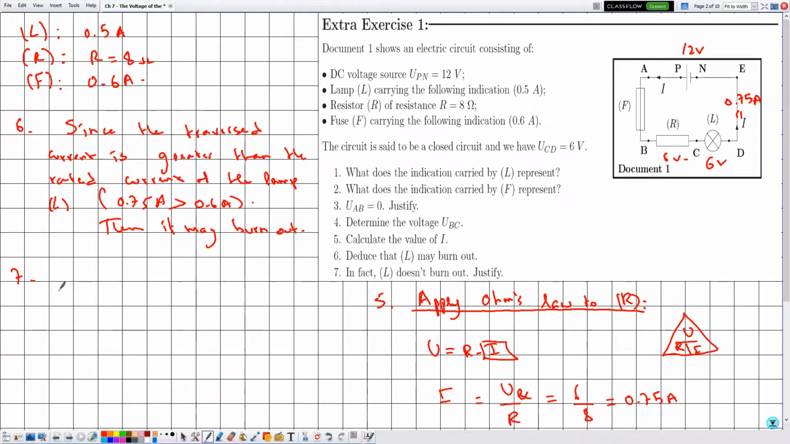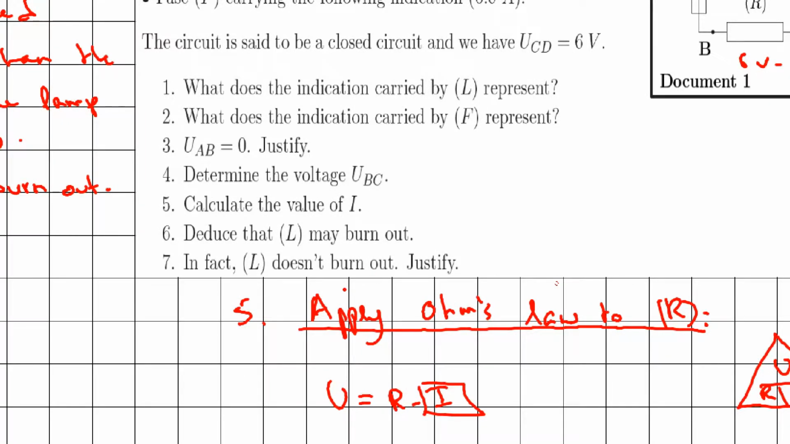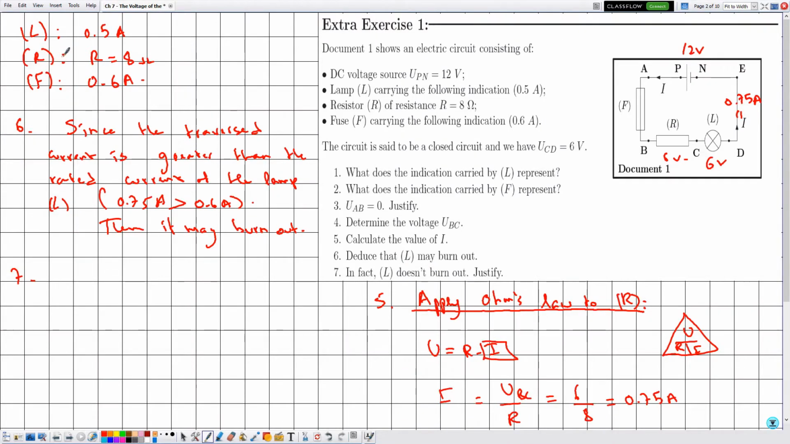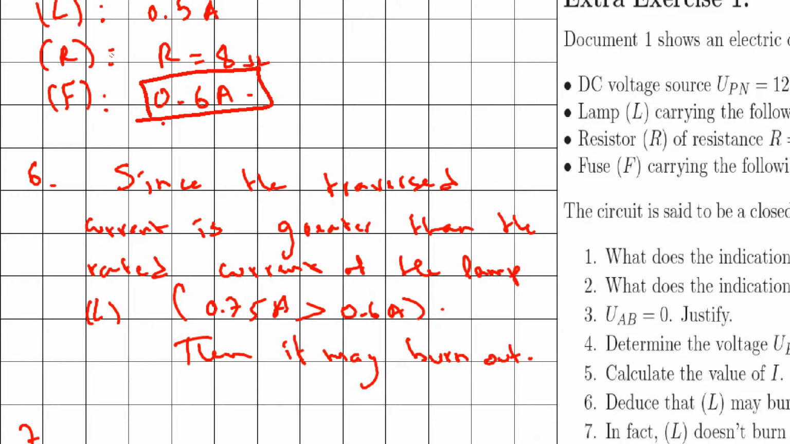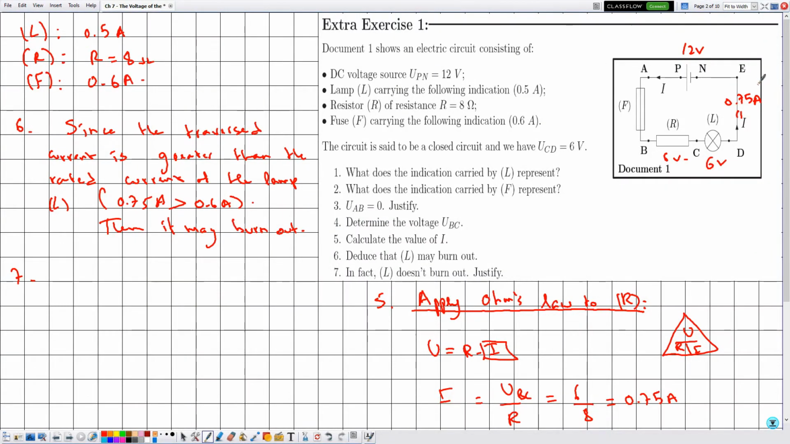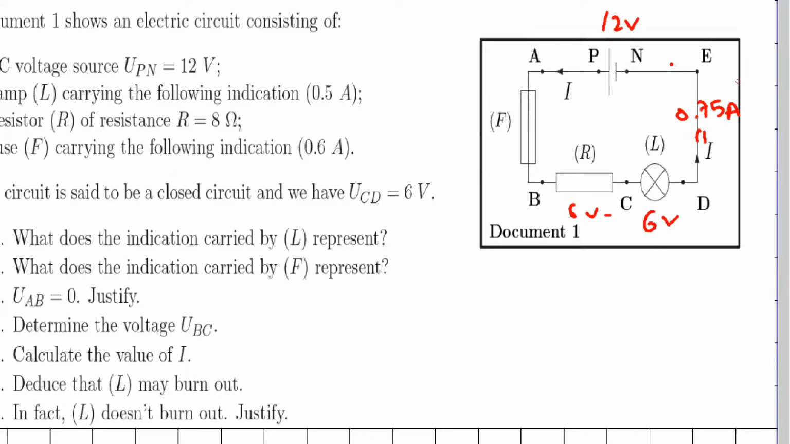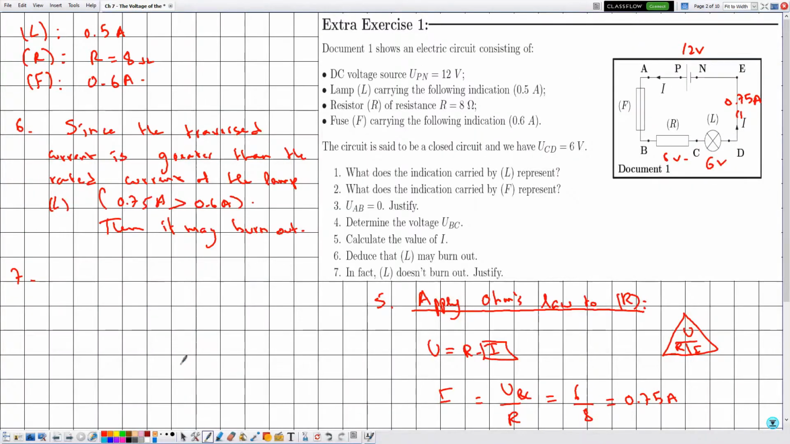Now in number 7, they are telling me in fact L doesn't burn out, justify. So whenever something is being protected from burning out, we always need to think about the fuse. Notice that in this case, the indication of the fuse is given by 0.6 amperes. So now the traverse current will pass through the fuse, but the fuse is given by 0.6 amperes. Comparing the traverse current to the rated current, the fuse will open and protect the electric circuit. And this is mentioned here in this statement.